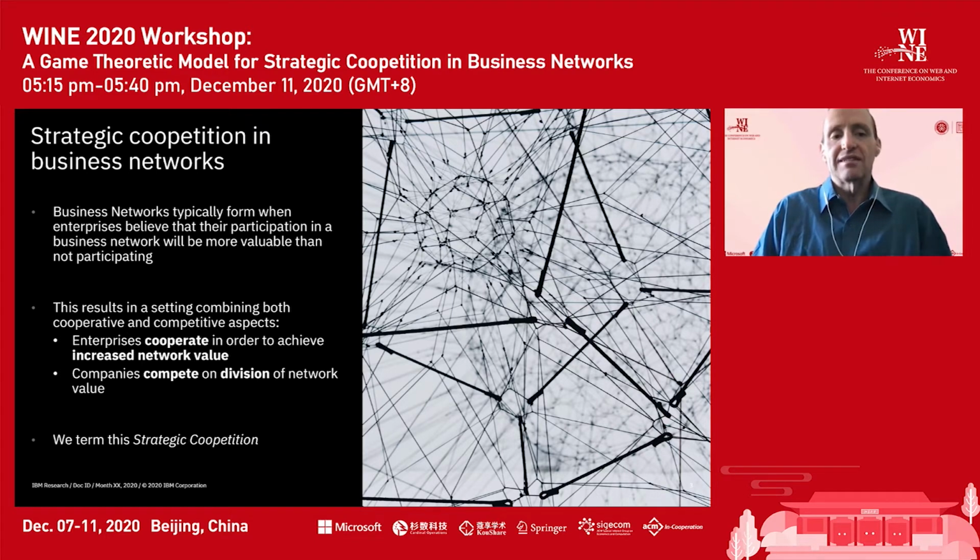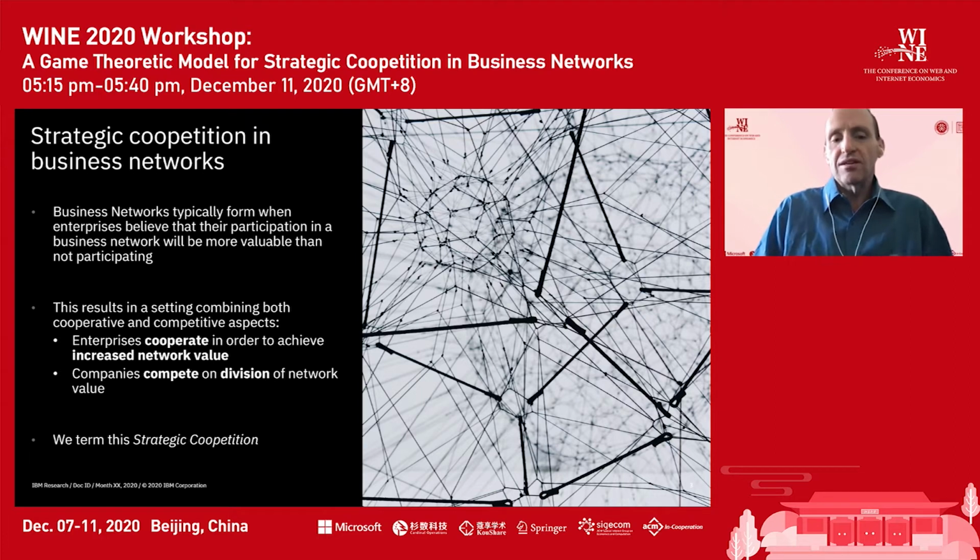But on the other hand, there's also competition, because once the value of a network is set, there's a fixed sum that needs to be divided between all of the participants. And this is what we call strategic competition. And this is very intuitive. So what I'm going to present in this talk is how we formalize this notion and some basic results regarding the behavior of such networks.